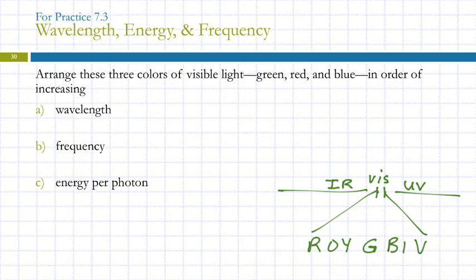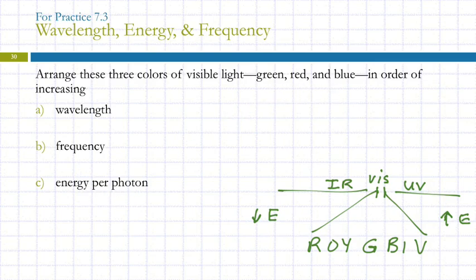So which gives you a sunburn, UV or infrared light? UV. So this is high energy. So this end is high energy, and this end is low energy. So we could do this one right now. Energy per photon.